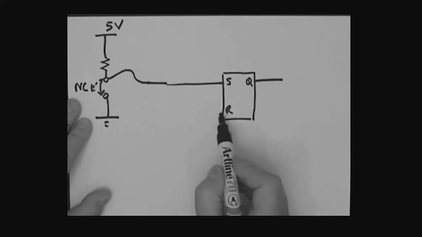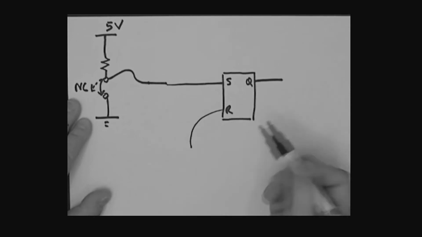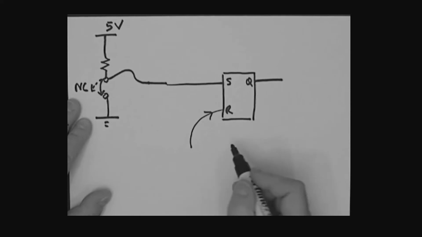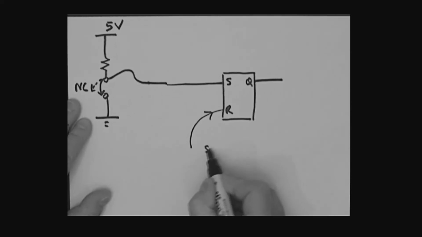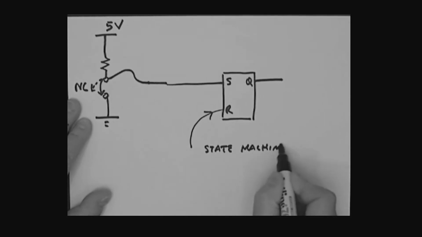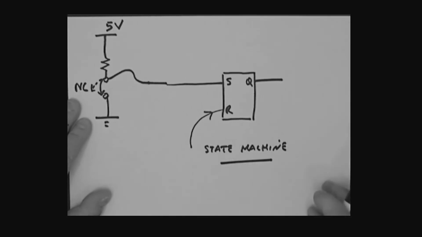Now we've got an issue with the reset. Where is this reset coming from? This reset input, where is it actually coming from? We're going to say that the reset is really going to be coming from the state machine itself. So the reset is coming from the state machine.